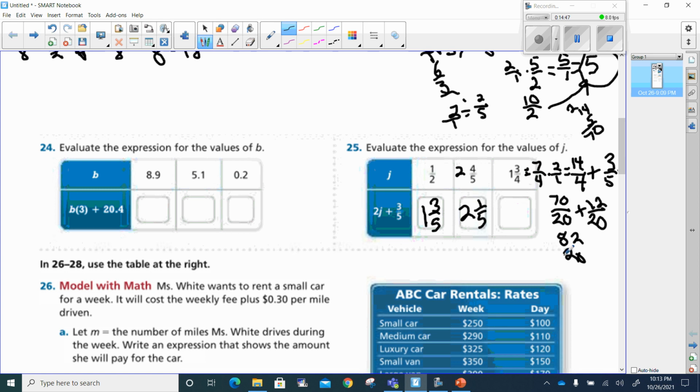Since every fraction is a division problem, and I know 20 goes into 82 4 times, this would be 4 and 2 over 20. But we can go ahead and simplify this even more because we can reduce 2 over 20 to 1 over 10. So this is going to be 4 and 1/10.